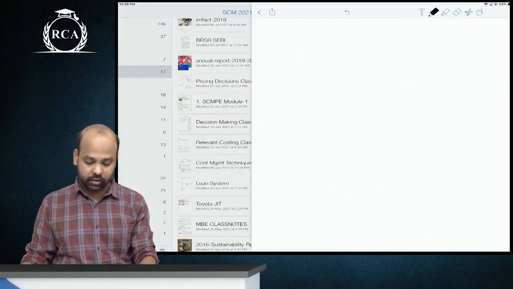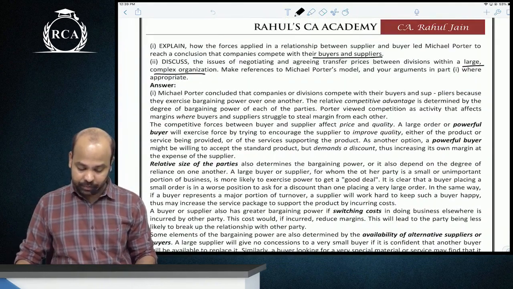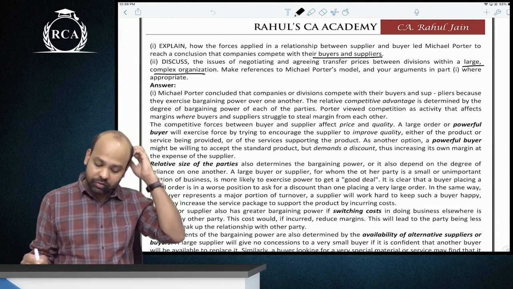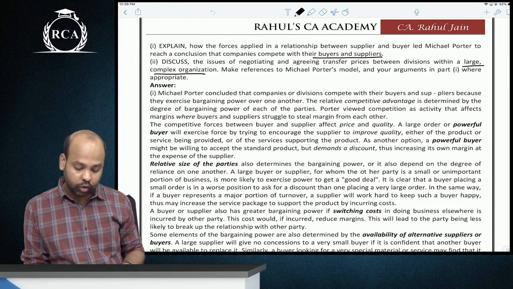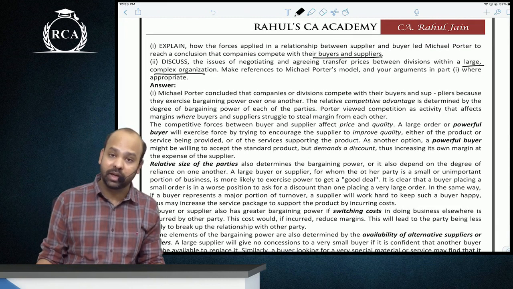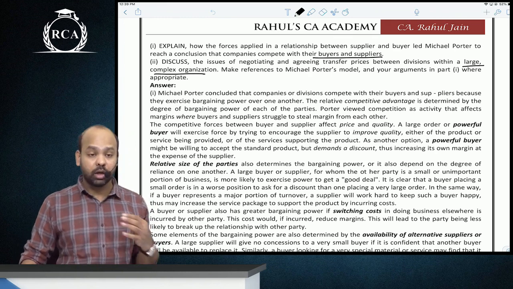Okay, sir? Yes, sir. Now you will see how we can implement that in this question. What is it saying? Explain how the forces applied in the relationship between supplier and buyer led Michael Porter to reach a conclusion that companies compete with their buyers and suppliers. Undoubtedly, companies compete with their buyers and suppliers for higher profitability.